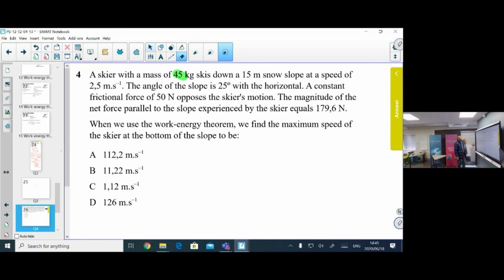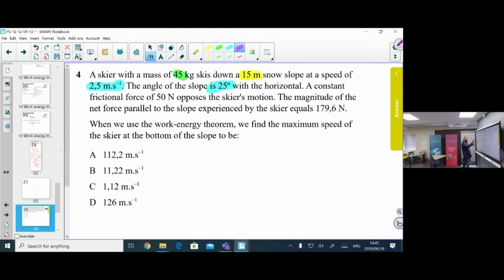All right. We have 15 meters. That is the distance covered by the skier on the snow slope at a speed of 2.5 meters per second. In other words, we have initial velocity there, which is 2.5 meters per second. If you can just look at that, we have this 15 meters for distance, and the initial velocity, 2.5 meters per second. We have to go down the slope. The theta there is 25 degrees.